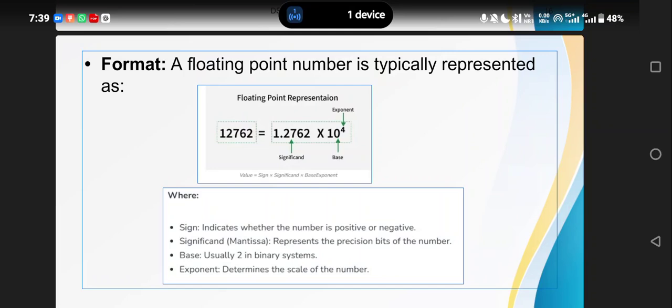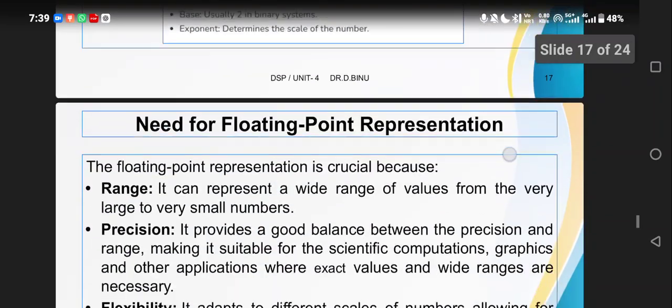Here the sign bit indicates whether the number is positive or negative. Significand is also called mantissa, which represents the precision bits of the number. Base is usually 2 in the binary system. Exponent determines the scale of the number.